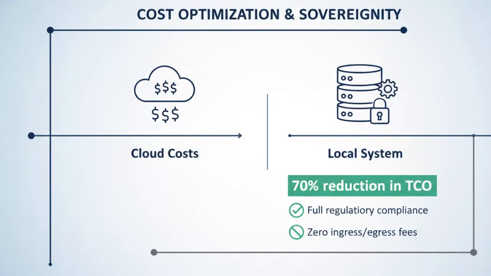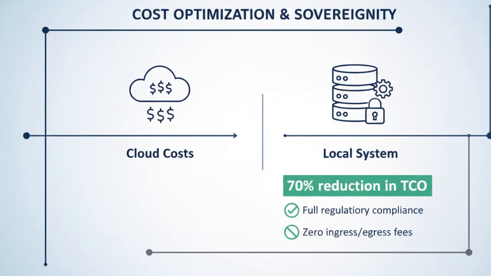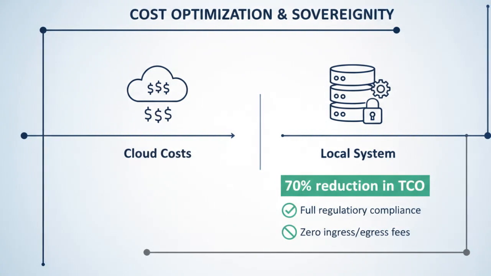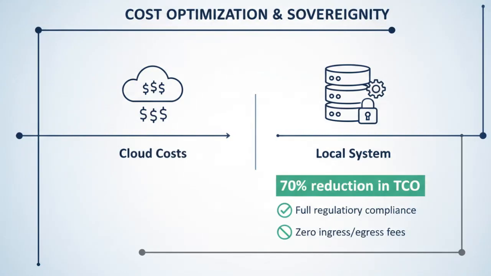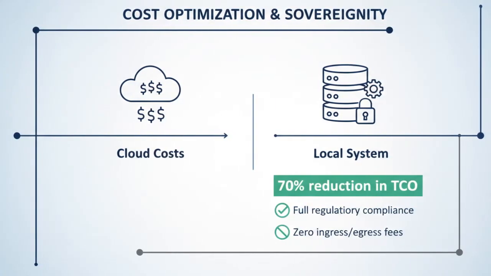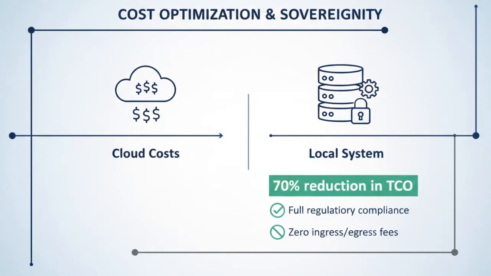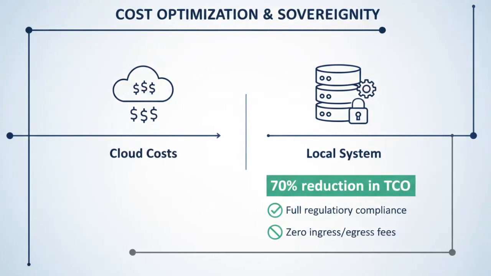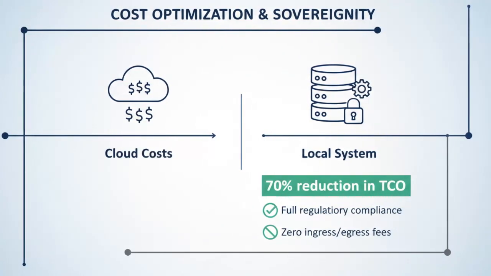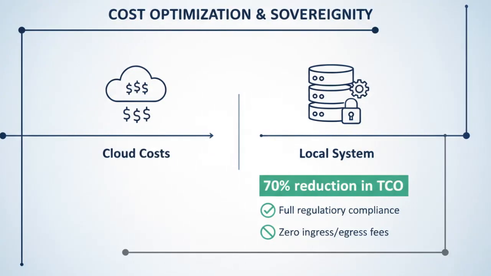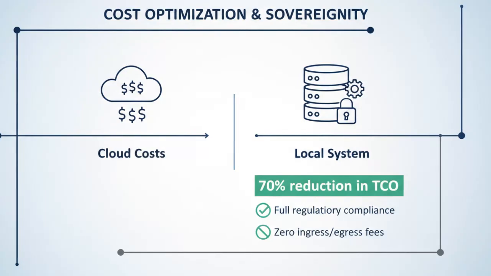The financial argument for local enterprise architecture is compelling. By hosting locally, organizations can achieve a 70% reduction in TCO over a 3-year period compared to equivalent cloud instances. This is primarily due to the elimination of monthly recurring fees and zero ingress-egress fees. Beyond cost, there is the matter of full regulatory compliance. For industries like finance or healthcare, keeping data on a local, physically secured system simplifies the compliance landscape significantly. You own the hardware, you own the data, and you own the stack.